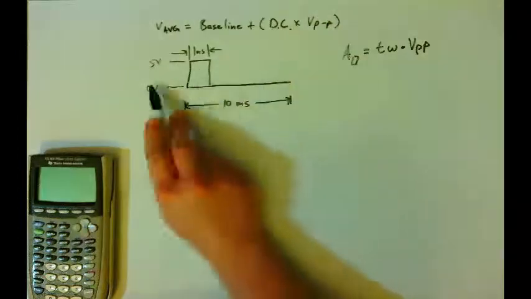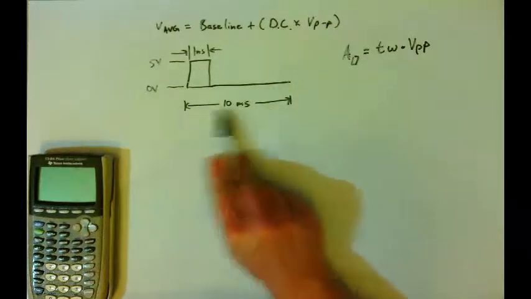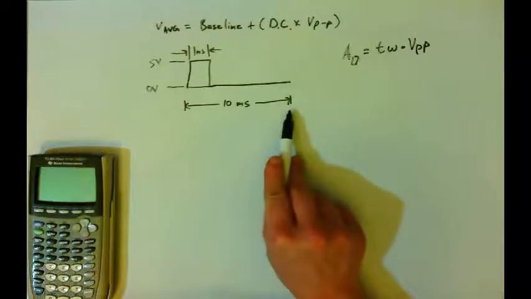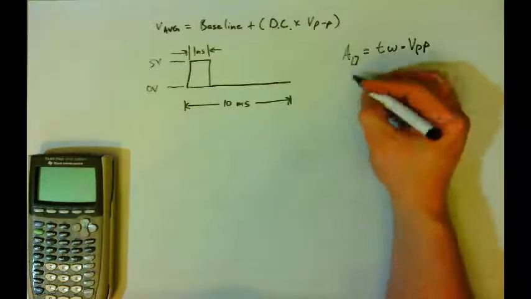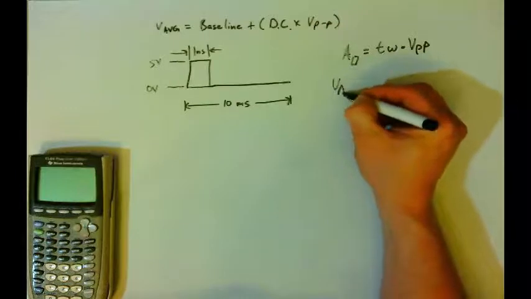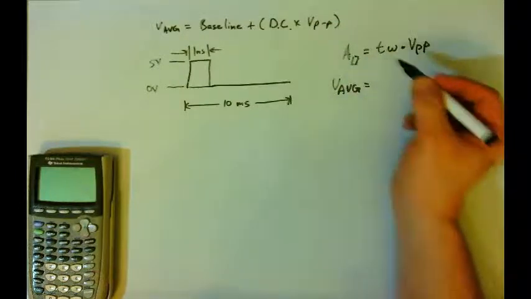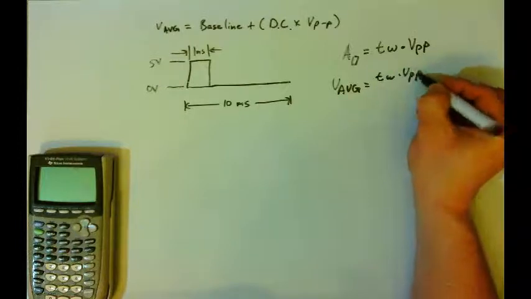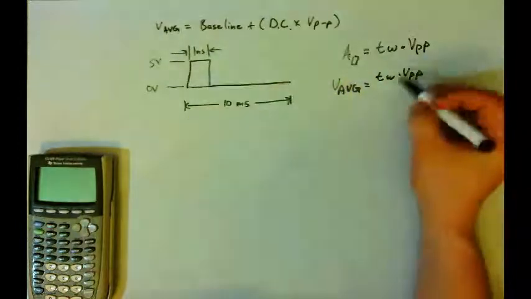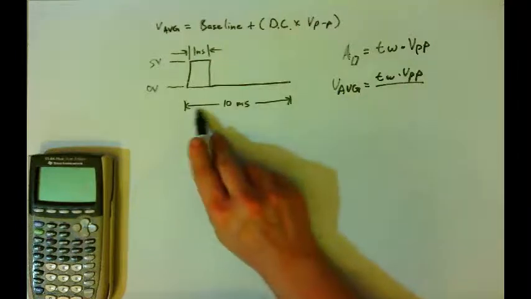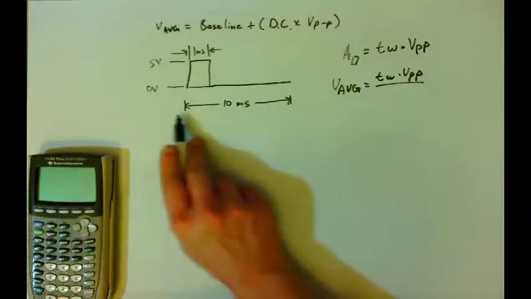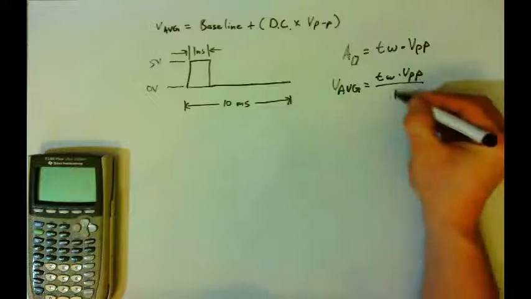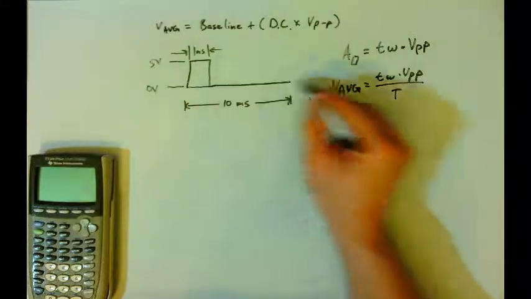Okay, and so that takes the area of the rectangle, and if we wanted to spread that area out evenly, we would divide by the period. And so the average voltage would be the pulse width times the peak-to-peak voltage, which is the area of the rectangle, divided by the period of the whole cycle. So that's going to average this voltage out and spread it out evenly.